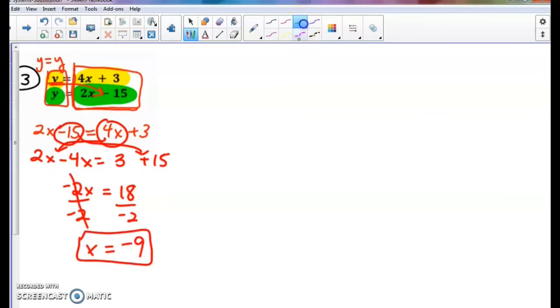Now that we have x is negative 9, we can replace one of these x's up here. So I'm going to grab that first equation. For this one, it doesn't matter, they're both set with y equals, so it doesn't matter which one you grab. They both will solve out correctly. It's just one's usually a bit easier, but in this case, they're the same because they both start with y equals. Now we're going to replace this x with the negative 9.